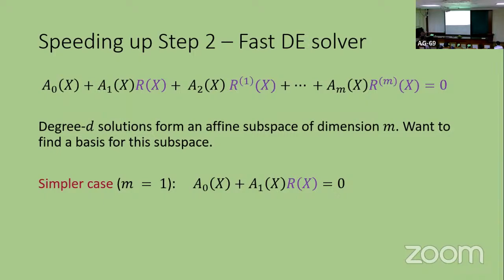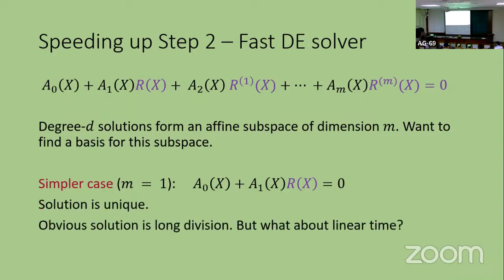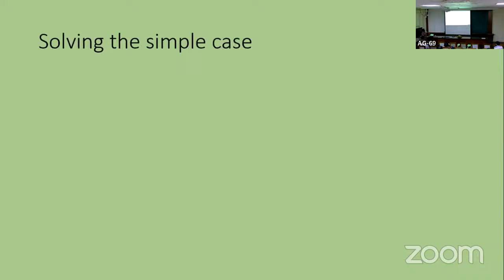Well, you just take A naught to the other side and divide it. So by long division, you can solve it, and it has a unique solution. But how about, can you do this in linear time? Actually, yes, you can do long division in nearly linear time, but I want to introduce a method that can be easily generalized from this to higher n. So how are we going to do it?